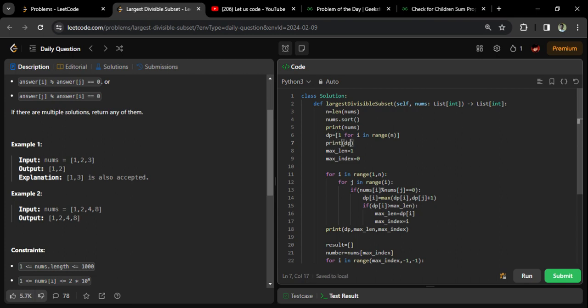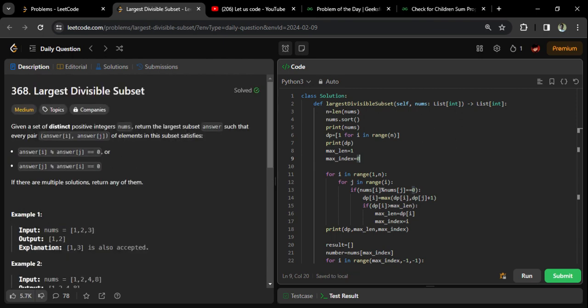Print dp, yeah, as simple as that. Now I am creating two variables. Okay, so what are the variables? First variable is the max length. Remember, max length, I'm starting with 1 by default. See, max length is basically the length of the largest subset satisfying these two given conditions.